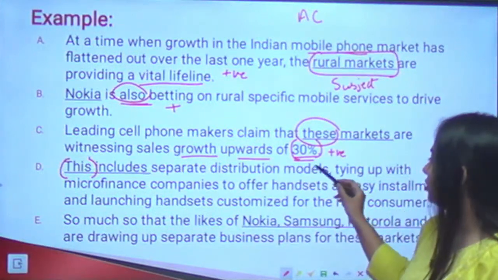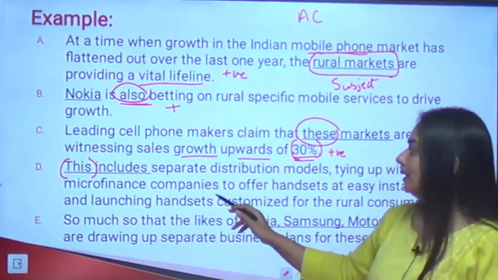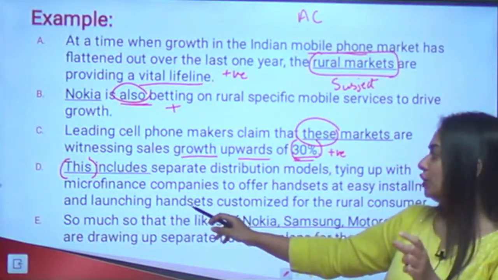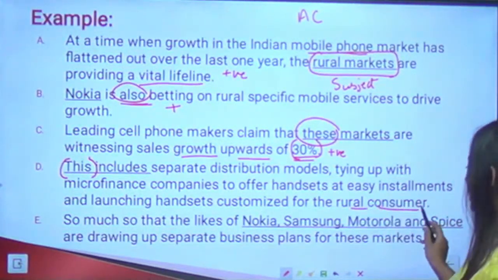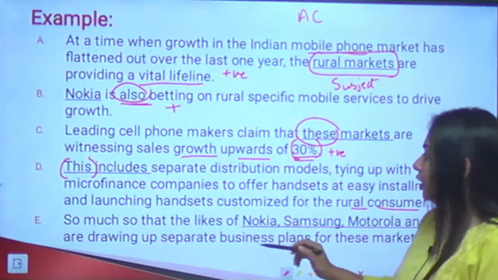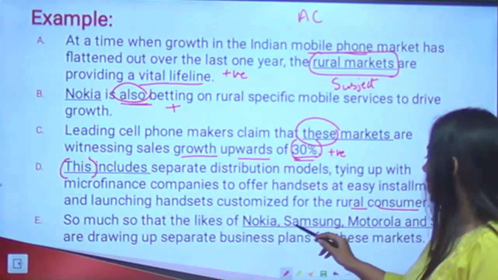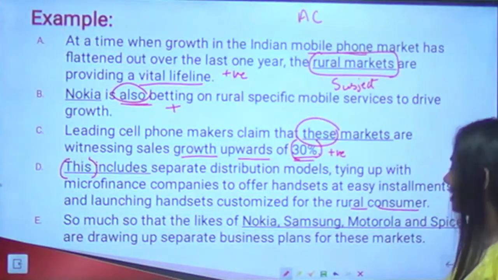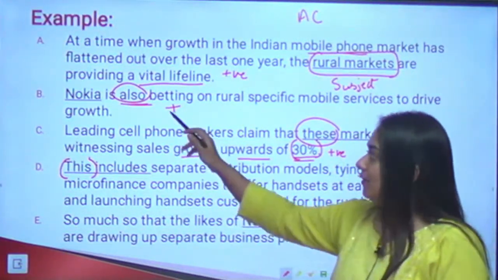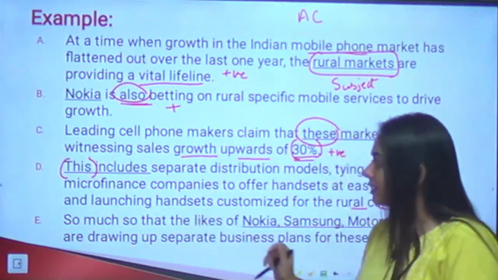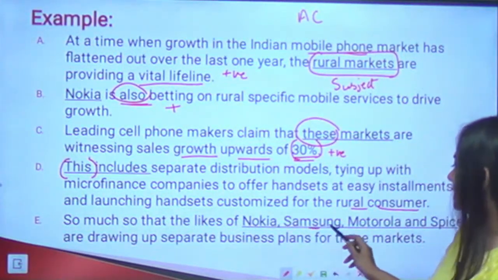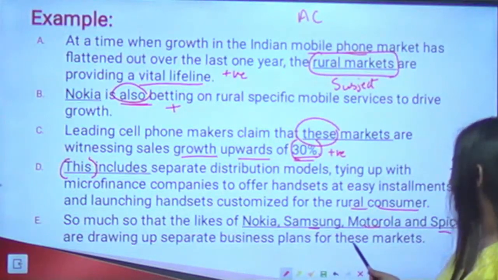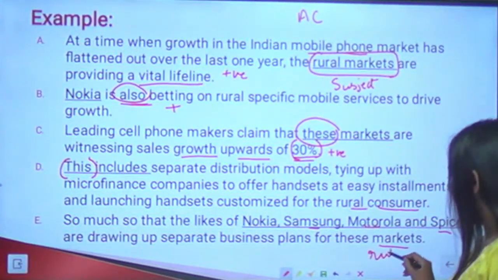This includes separate distribution models, tying up with microfinance companies to offer handsets at easy installments and launching handsets customized for the rural consumer. Again, they're talking about the rural mobile market only. So much so that the likes of Nokia, Samsung, Motorola and Spice are drawing up separate business plans for these markets. So do you see something? B was a sentence which only talked about Nokia. E is a sentence which is talking about not just Nokia but Samsung, Motorola and Spice also are drawing up separate business plans for these market. These market means again the rural market.